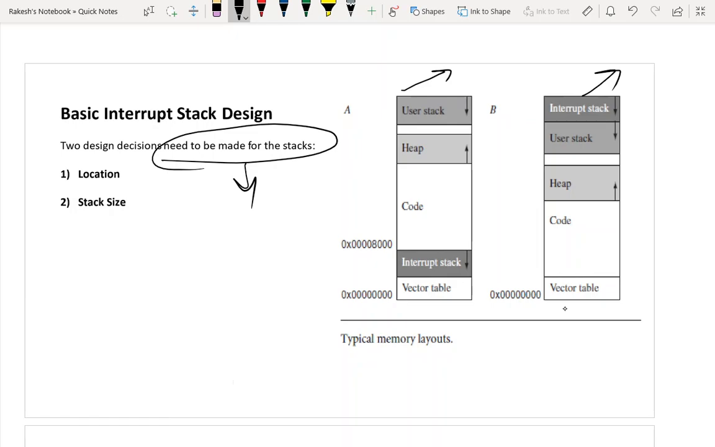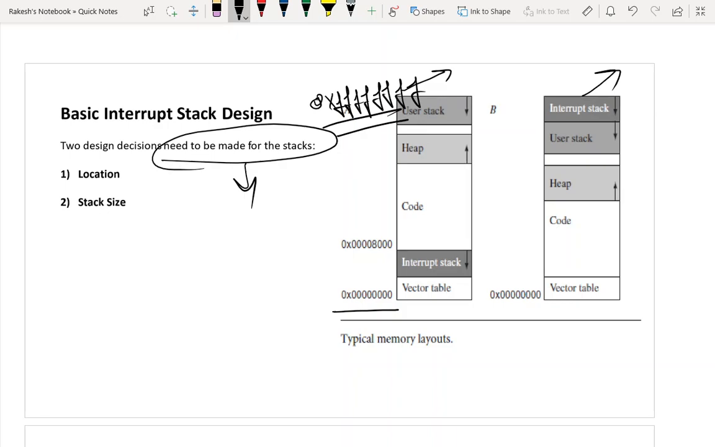Of course you can put this stack anywhere in the memory. As you can see here, it starts at 0x8 zeros, and the maximum that you can have is 0x8Fs. Anywhere you can put a stack, but that is not followed. You have two types of memory layouts. Before we go to that, let me take out the two major design decisions that are taken for the stacks.